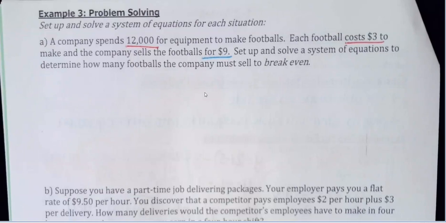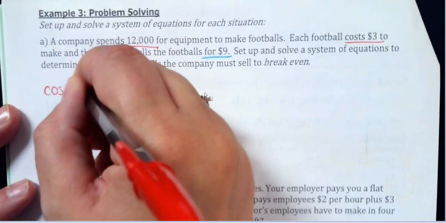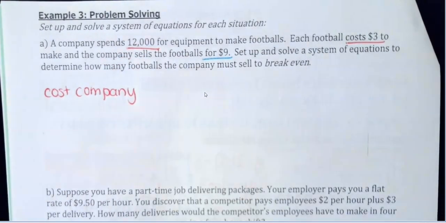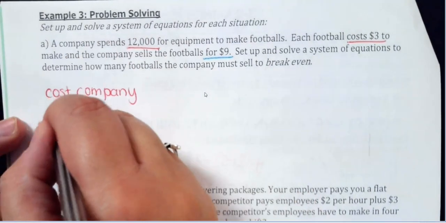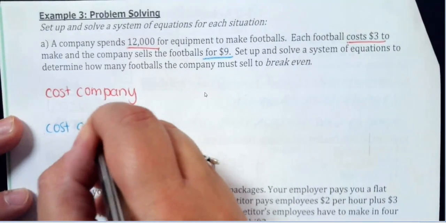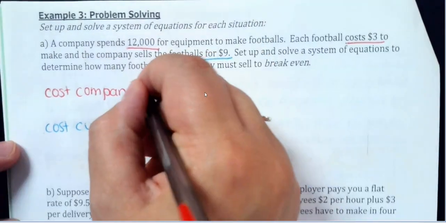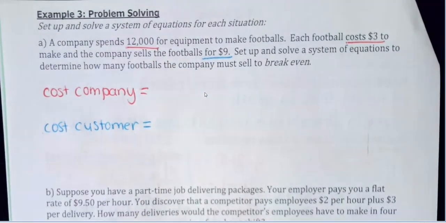Okay, so here's what you're going to do. You're going to make one, these are both going to be a cost. So one equation is going to be the cost to the company, and the other equation is going to be the cost to the customer. And the break-even point is going to be when these two are equal to each other, when the cost to the company and the cost to the customer is the same.